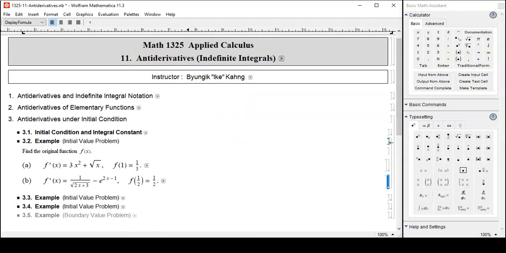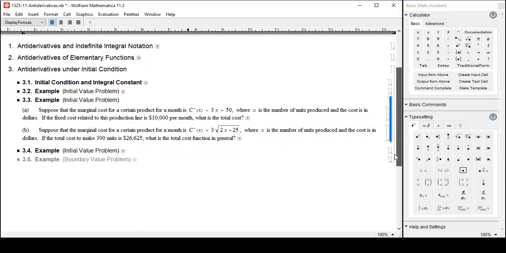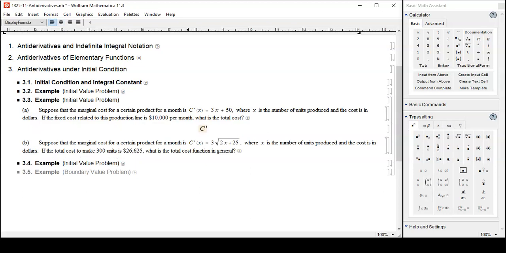Let's do some application problems. Stop the playback and read through. So what do we have? Marginal cost, the derivative, is 3x plus 50. And the initial condition, the fixed cost, that is C of 0. When I produce nothing, still I have this cost. So basically it's this problem. C prime of x is 3x plus 50, alright? And then C of 0 is 10,000.